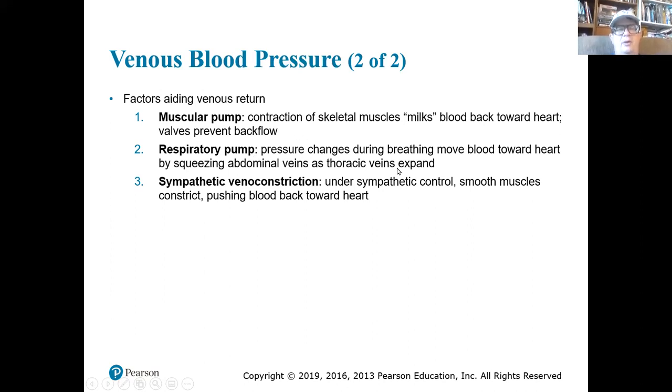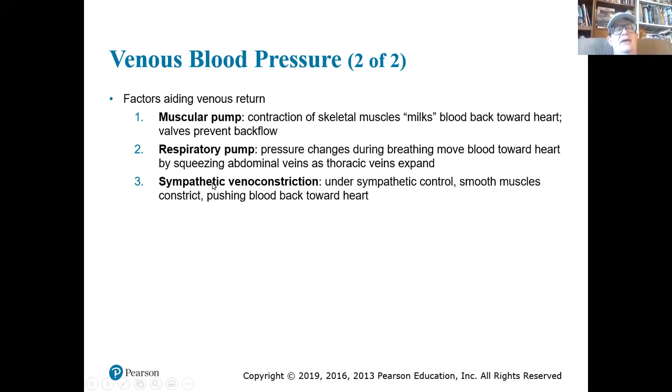The respiratory pump, same thing, except it's not caused by that. It's caused by squeezing. When we breathe, pressure changes squeeze your abdominal veins and your thoracic veins expand. That's going to lower the pressure in the thoracic veins and increase the pressure in the abdominal veins. The blood's going to go up. Okay.